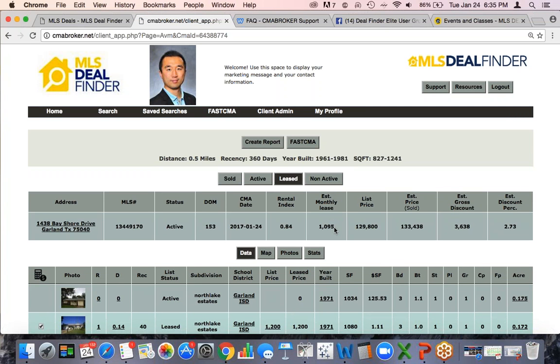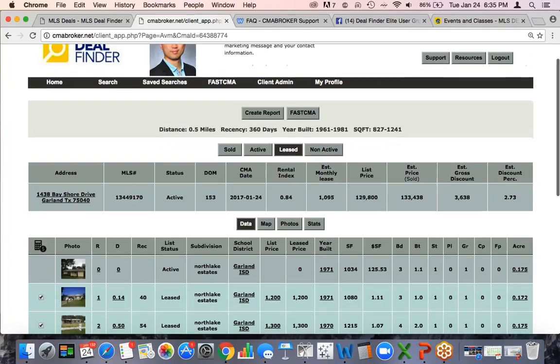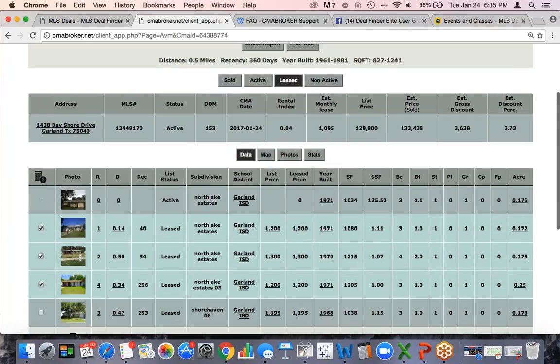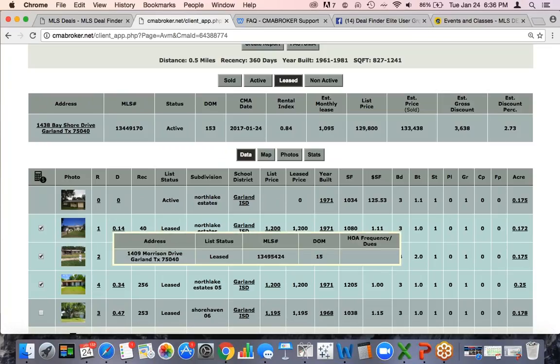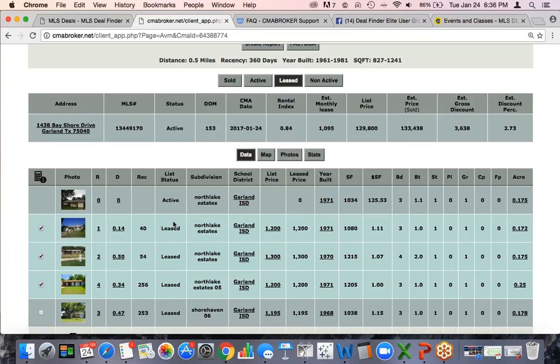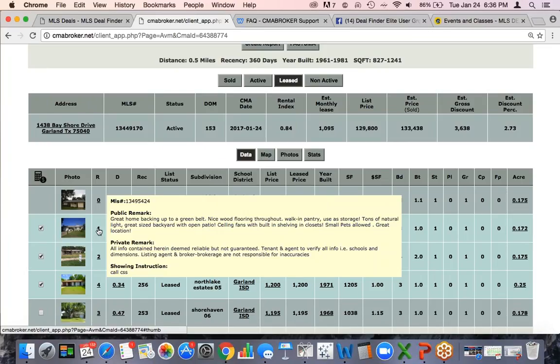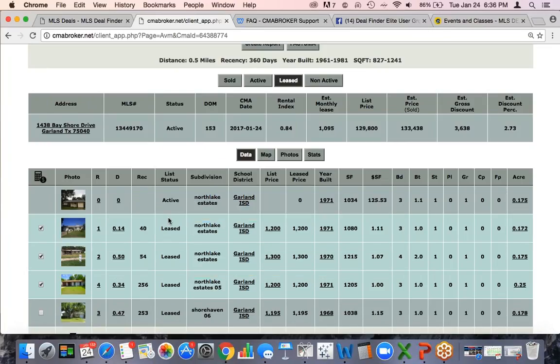So it's about the same. It was $1,090 earlier, and now it's $1,095. Then you can see price per square footage for each of these properties. You can see the lease price of all these properties, and a lot more information, right? The tutorial video is going to show you how to get all this information and what it all means. I just want to show you the capability and how to analyze deals very quickly.